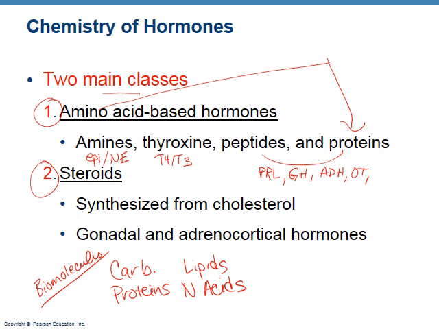I'm not going to list them all. The second type is steroid, and steroids are synthesized from cholesterol. Both of these terms, you should automatically be thinking lipids, right? So some sort of fatty acid tail.